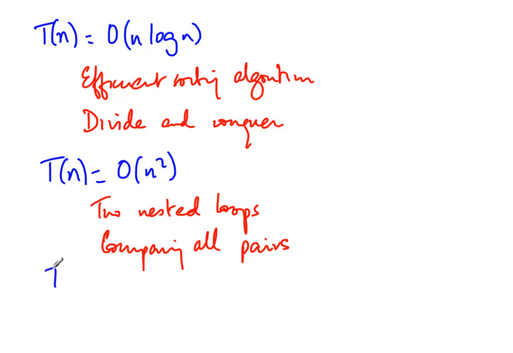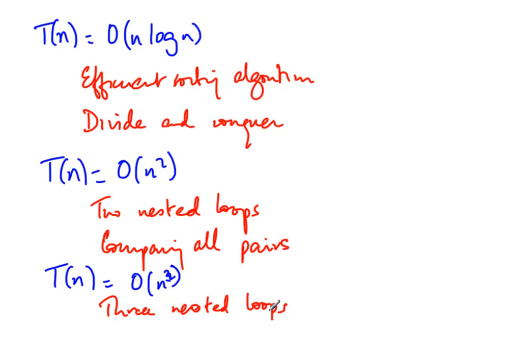Of course, the next step would be a cubic algorithm. So this will typically have three nested loops. And many algorithms in linear algebra which manipulate matrices. So if you take n as the dimension of the matrix, then typically you will have n squared entries and you have to do some linear number of passes, and that will give you an n cubed algorithm.